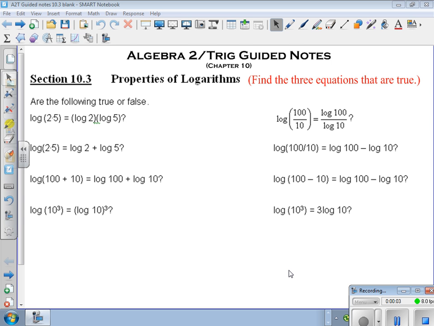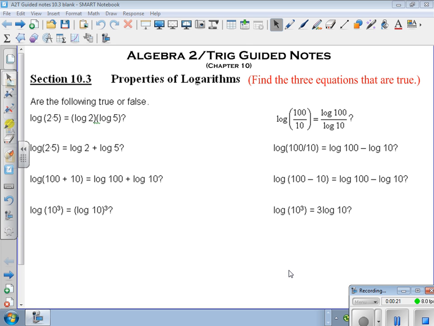In section 10.3, we're going to look at or discover some properties of logarithms. And remember, a logarithm is an exponent. Okay, definition of logarithm. Out of all these equations here, there's three of them that are true, and we're going to find the ones that are true.